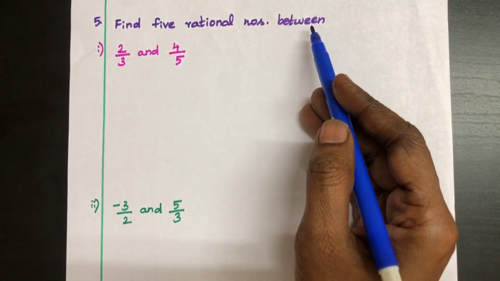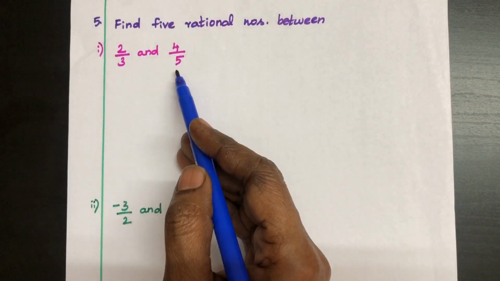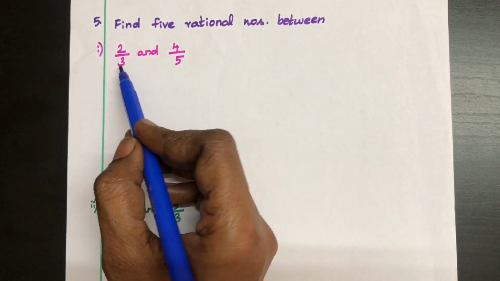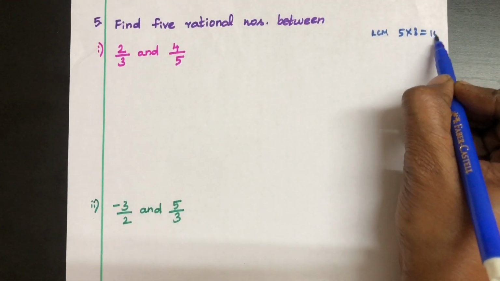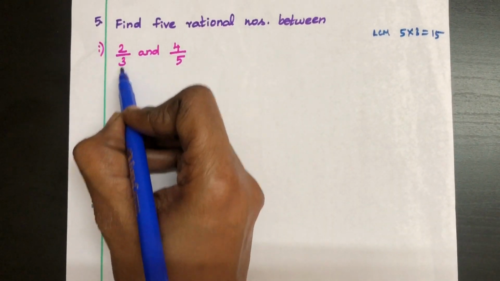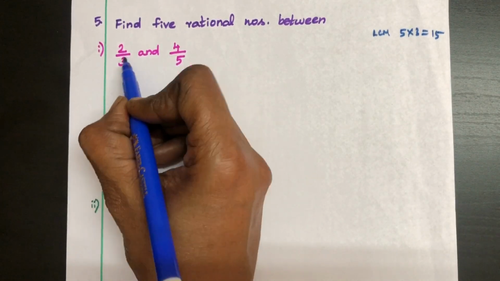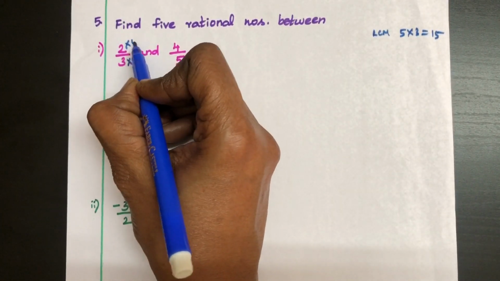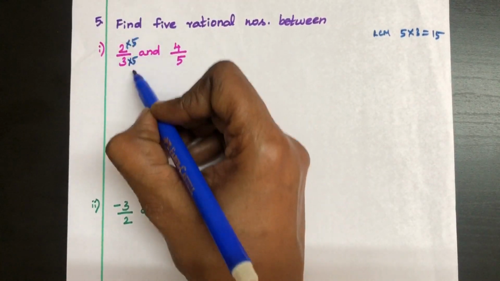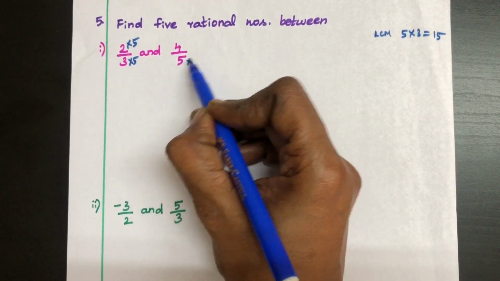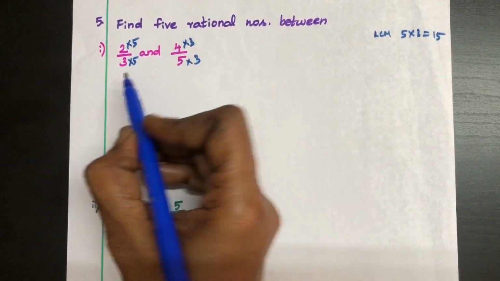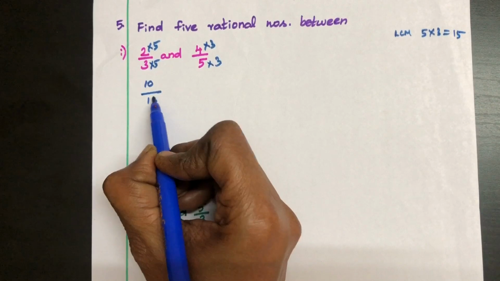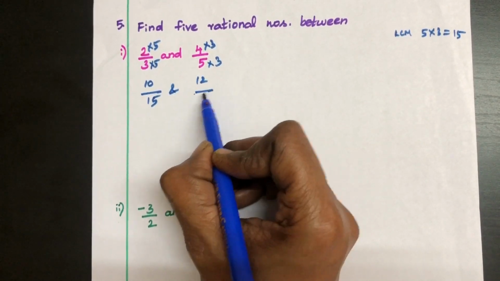Fifth question: find 5 rational numbers between 2 by 3 and 4 by 5. We need to see the denominator. If it is different, just find the LCM. That's all. LCM of 3 and 5 is 15. So make this 15. For that, what do we need to do? Just multiply it by 5. Then only it becomes 15, right? The same number we should use in the numerator also, 5. Here, how to make it 15? 5 into 3. So here also into 3. So this becomes 5 2s are 10 divided by 15 and 12 divided by 15.